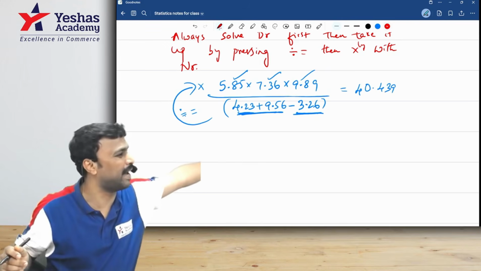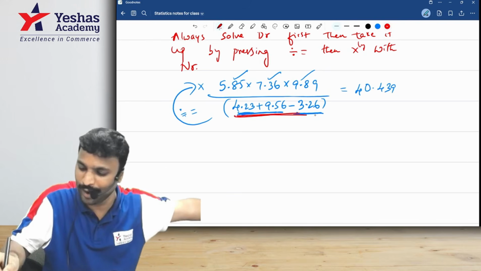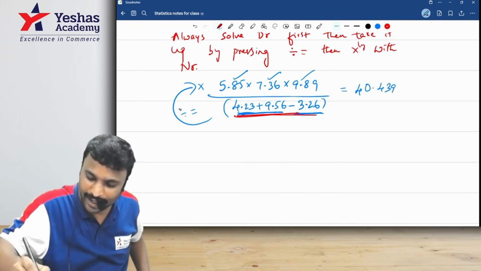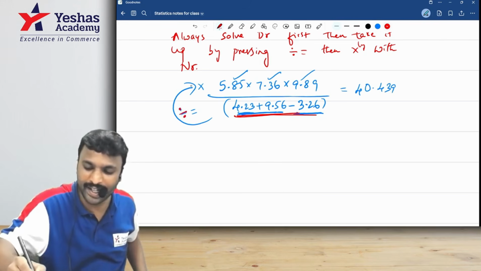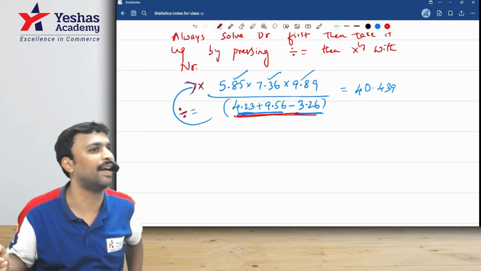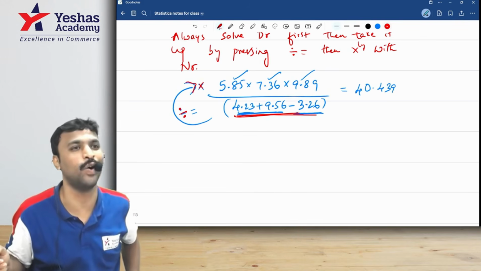Symbolically, you can mark it like this. Solve what? Denominator. Take it up by doing what? Divide. Equal. After taking it up, into. Here now. Say yes or no.